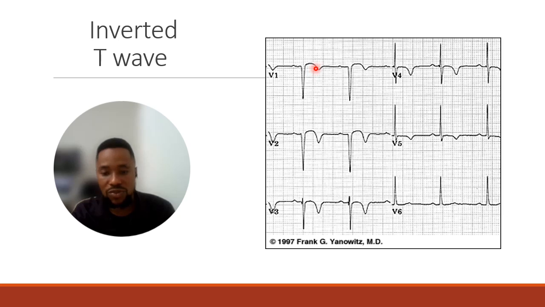This is an example of an inverted T wave. You can see the T wave is inverted here. Now the T wave is a waveform after the QRS complex. You can see here it is negative. This is an example of an inverted T wave.